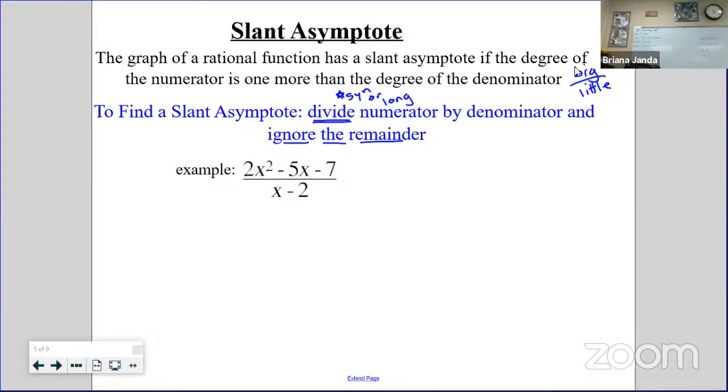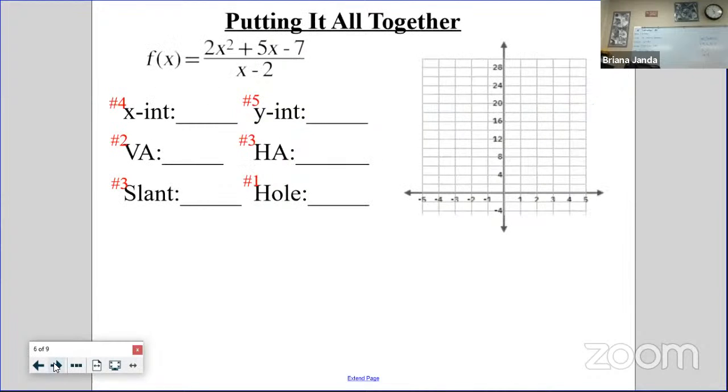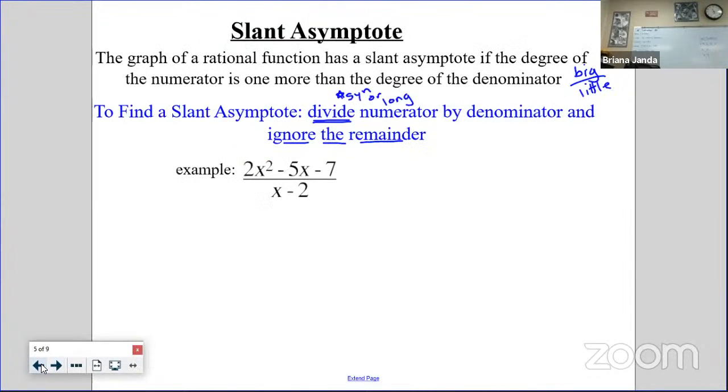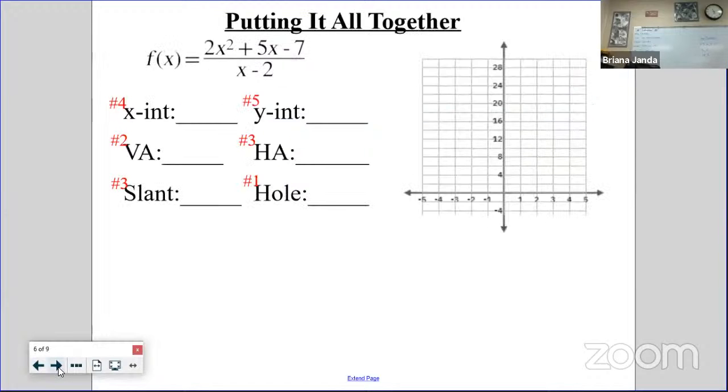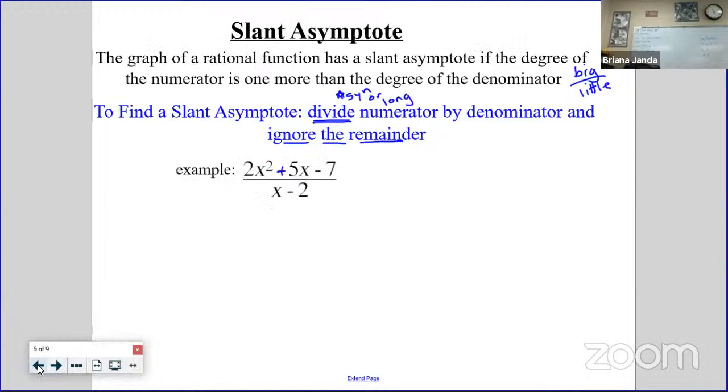I have 2x squared minus 5x minus 7 over x minus 2. I just want to make sure. Ooh, change it to a plus 5. I'll match the picture on the next page here. Yep, plus 5. Okay, so first of all, we would look to factor and simplify. This one is factorable. Let's see here.